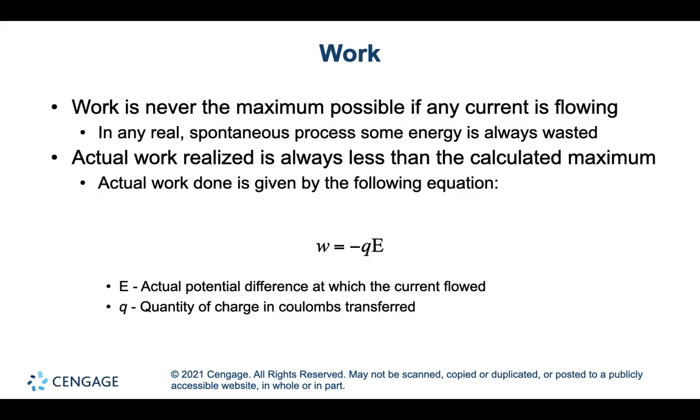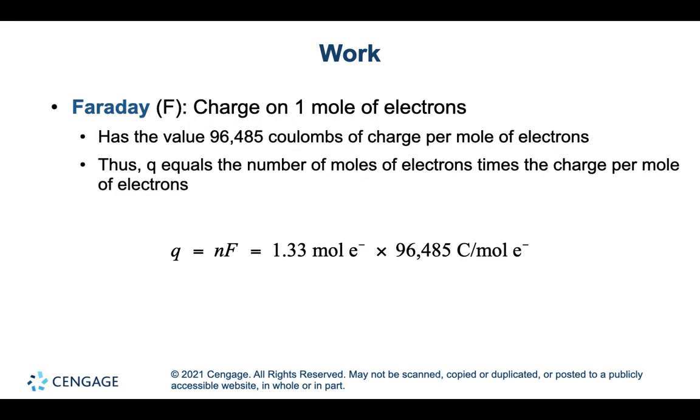So E is the potential difference, so that's the voltage. Q is how many coulombs of electric charge are being transferred. Now, to relate coulombs to an amount of electrons that we can comfortably use as chemists: instead of counting electrons individually, because there are so many of them, we like to count them in groups of 6.02 times 10 to the 23rd, or moles of electrons.